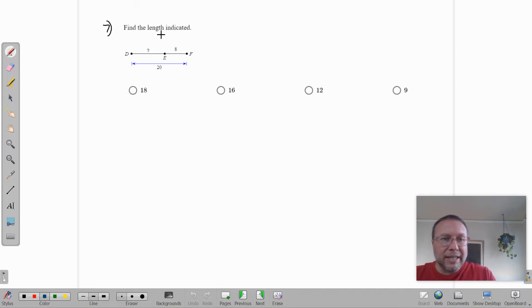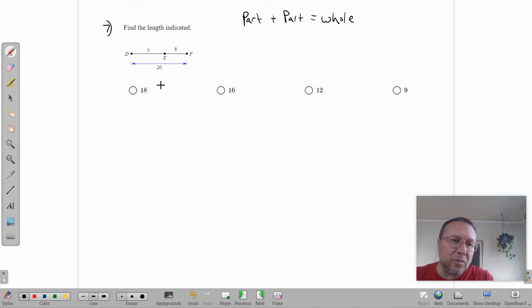Number 7 says find the length indicated. What we're looking for here is that we have 2 parts and 2 parts make the whole, right? We call it our segment addition postulate, but the way to think of it is just that the part plus the part equals the whole thing. So what are my 2 parts here? My part is a question mark. I don't know what it is, so I'll call that X. They use a question mark, but we'll use a letter. So I know that that part plus that part is equal to the whole thing.